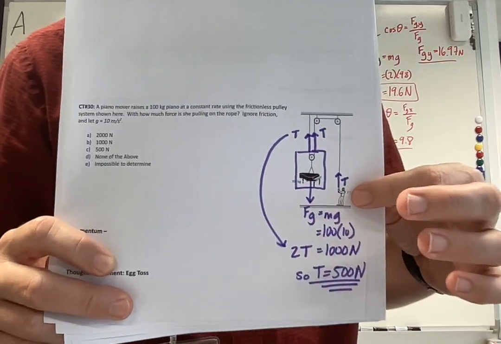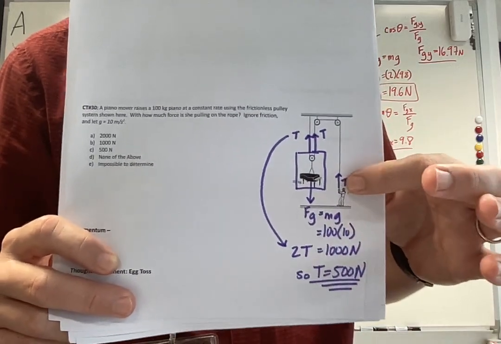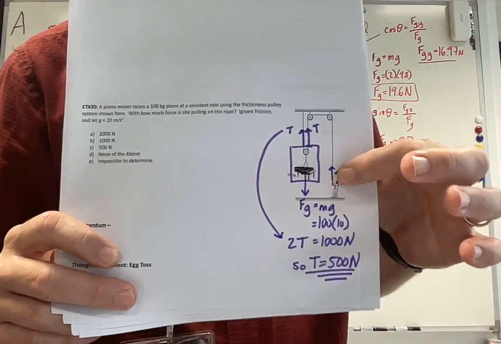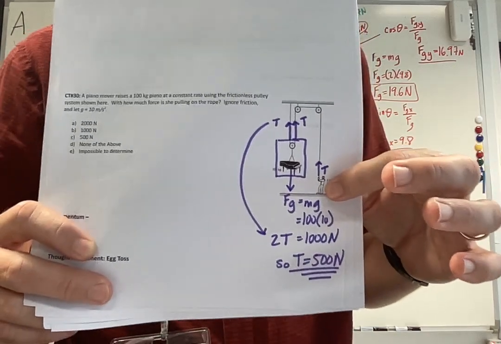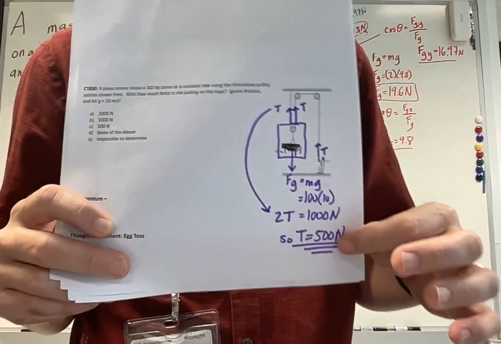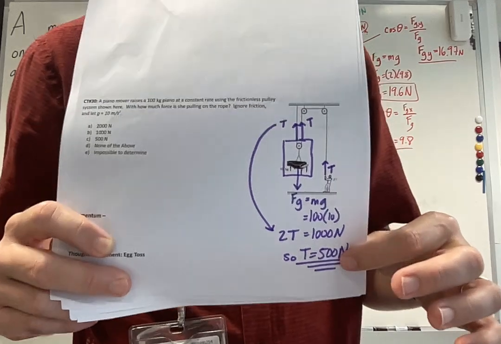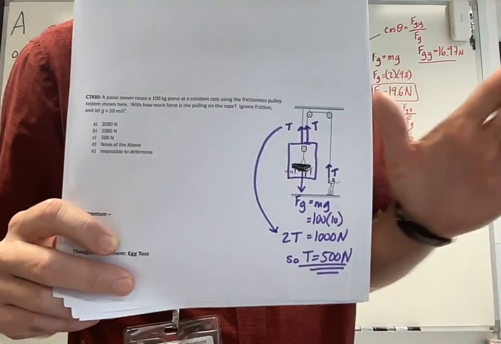Now, when you go over to the girl here, you notice that there is only one T there. That's the force that she has to exert. So she has to exert a tension of 500 newtons, and that's it.